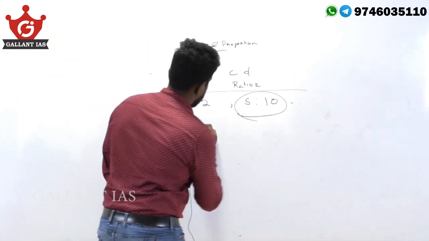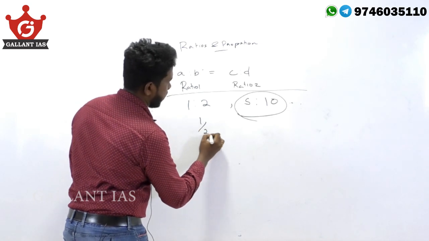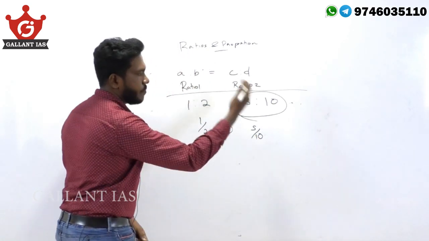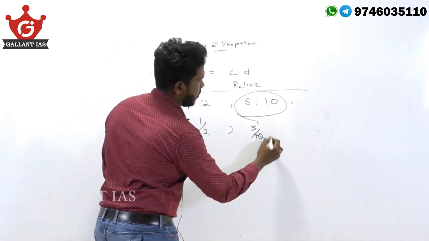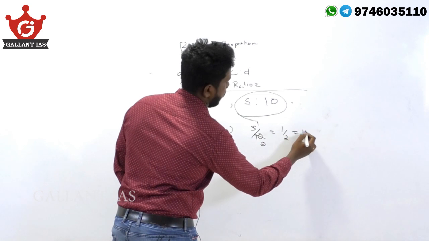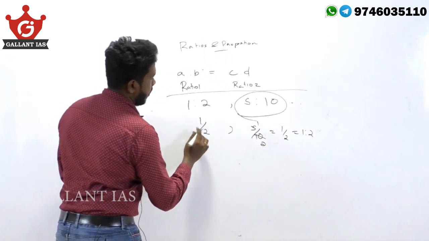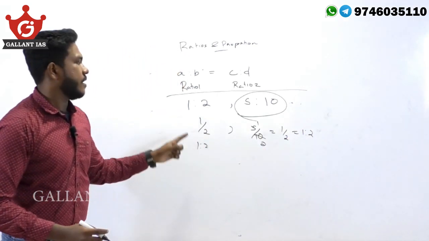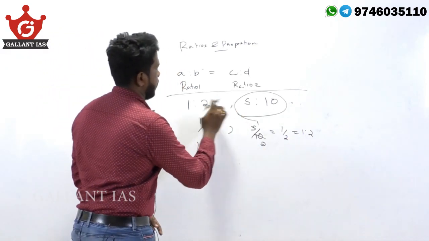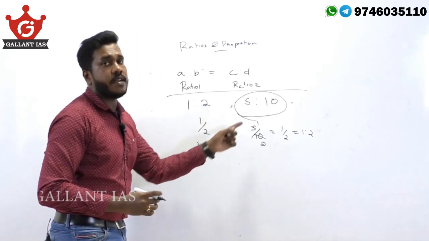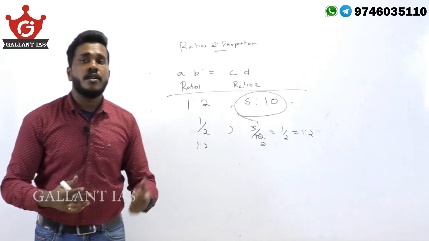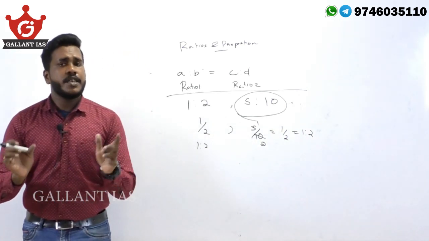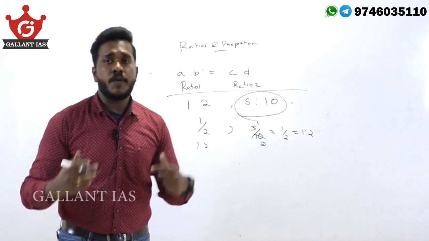That is, 1 is to 2 can be written as 1 by 2 and 5 is to 10 can be written as 5 by 10. Now simplify it. 5 ones are 5, 5 twos are 10. That is 1 by 2, which gives 1 is to 2. So ratio 1 is equal to ratio 2. So we can say that the given ratios, 1 is to 2 as well as 5 is to 10, are in proportion, or they are known as proportional ratios. These are the basic concepts based on ratios as well as proportion.